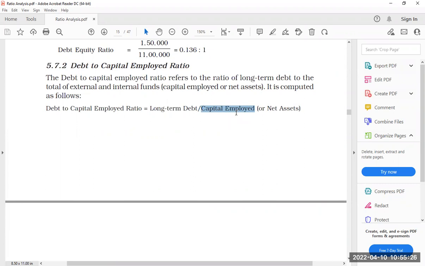In the previous one, you just calculated A by B. But here, it is A divided by A plus B. That's it. Simple logic. Shareholder fund plus long-term capital is equal to capital employed. So debt to capital employed is equal to long-term debt divided by shareholder fund plus long-term debt. Otherwise, you can say long-term debt divided by capital employed.